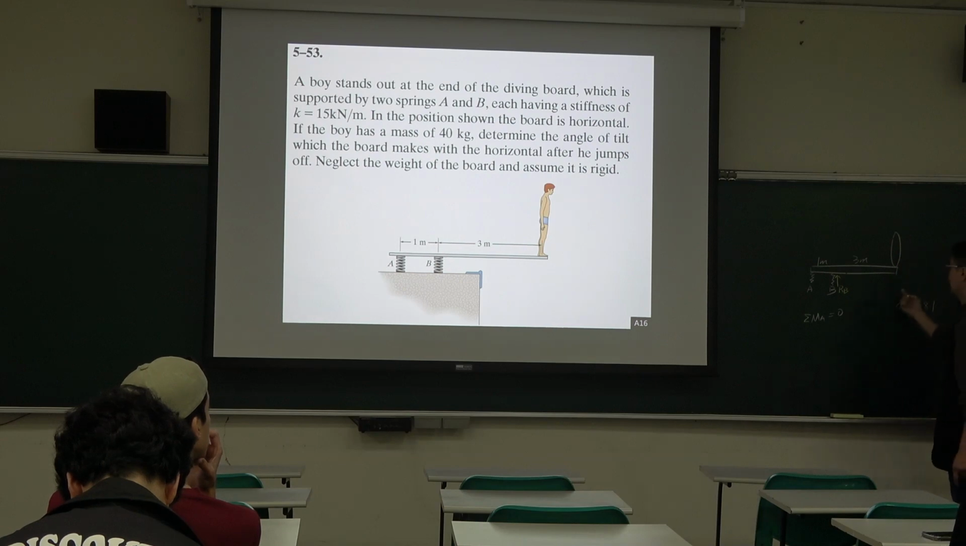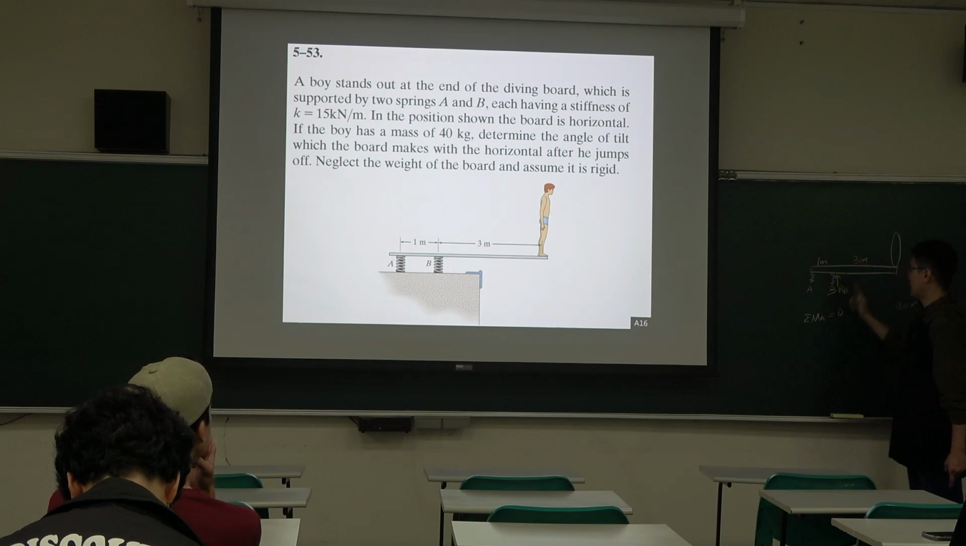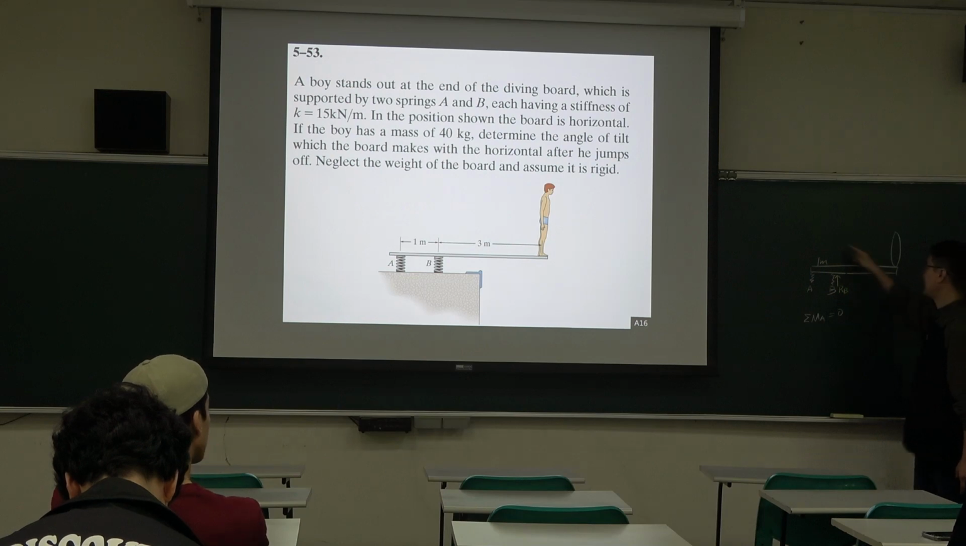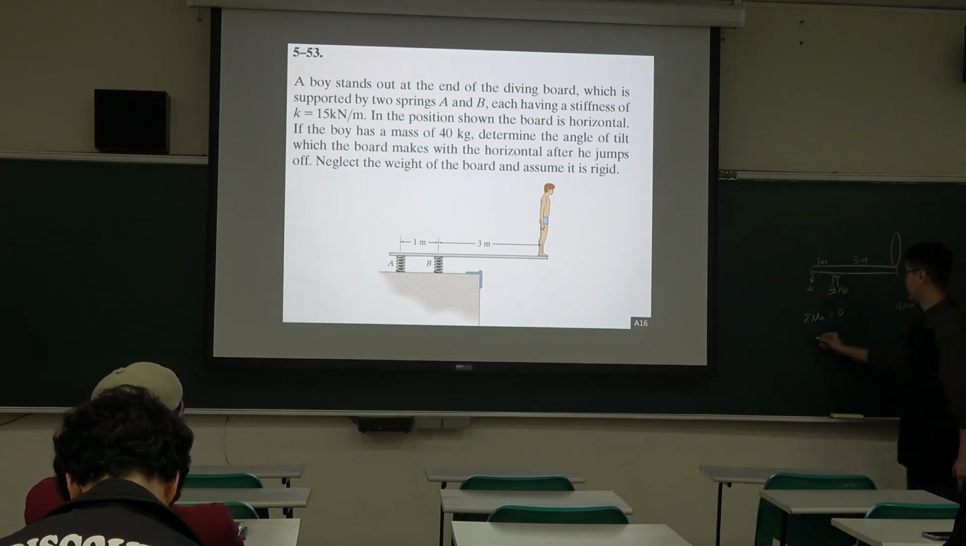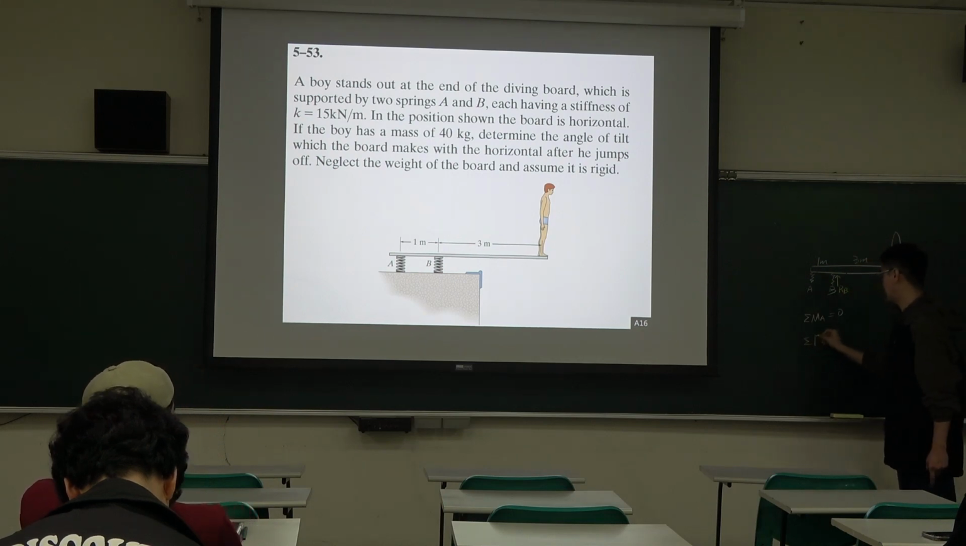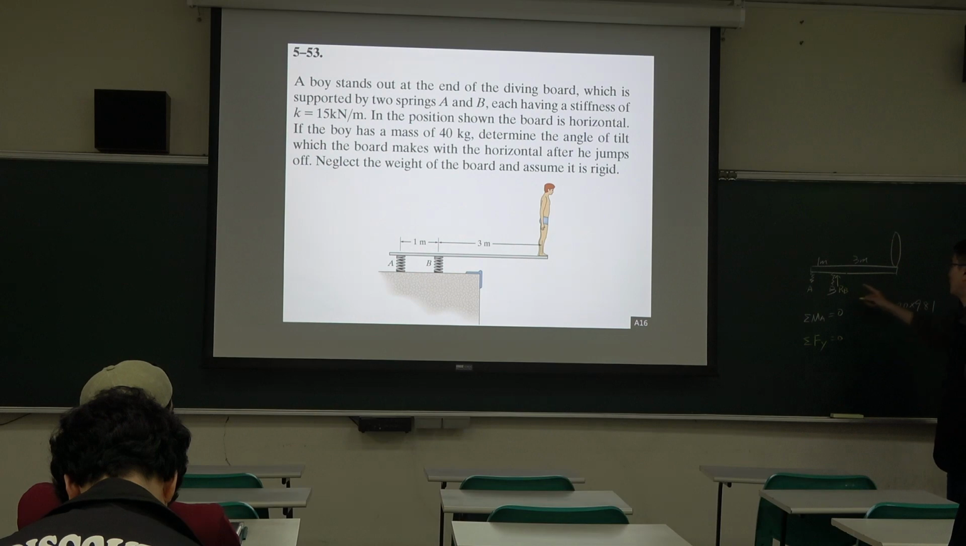RB is this way. So this is this way and that is this way. We can work out RB. We take a moment here, so we can work out RB. And total vertical force should achieve equilibrium. So that's the second part. X, Y. So we know RB, we know this. We can work out this.